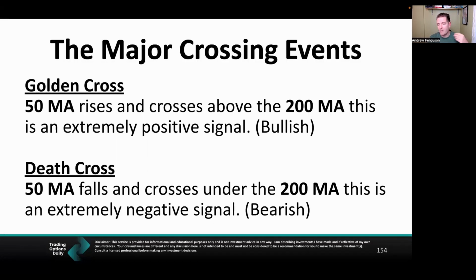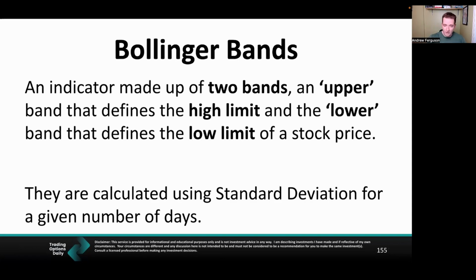Those are big things to look at right away when you look at your chart for the first time in the morning, whenever you trade. Golden cross, death cross, 50-day, 200-day moving averages. Another indicator we want to use is a Bollinger Band.